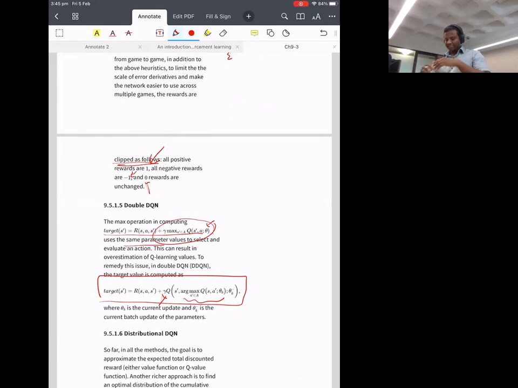Now what we do, we select the action first with respect to the current parameter, and we update the target according to the batch parameter. Okay, there is a current parameter, and the batch parameter is updated somewhere before, and that parameter is used for updating the target.